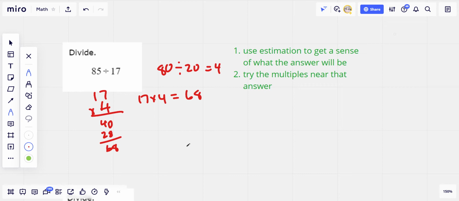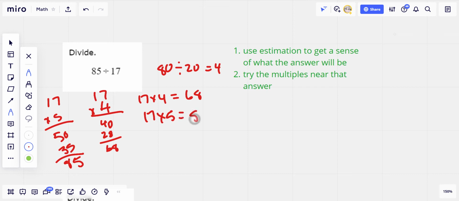Let's try 17 times 5. Again, I'm going to do the 5 times the 10 first. That's 50. And 5 times 7 is 35. And then when I add those, I get 85. So 17 times 5 equals 85, and that actually is what we were looking for. So if 17 times 5 equals 85, then 85 divided by 17 has to equal 5.